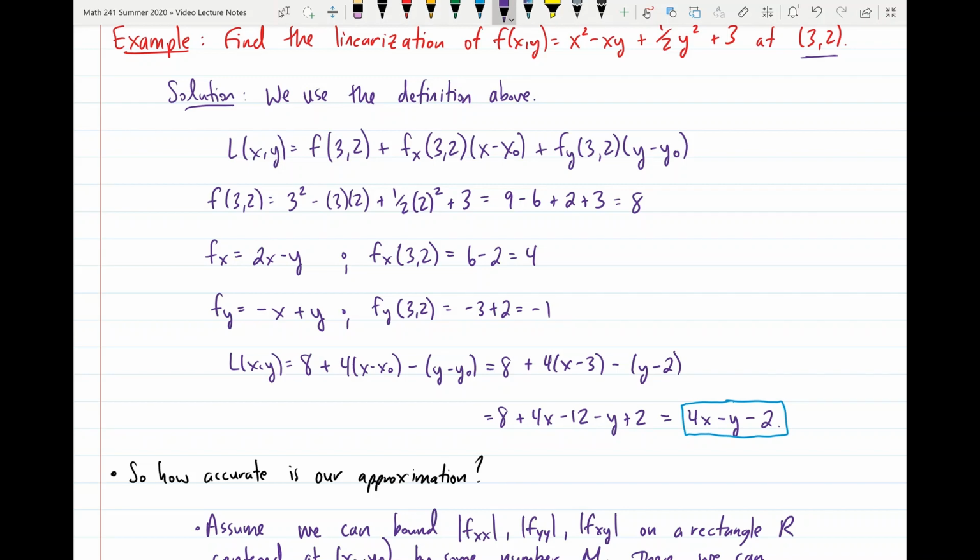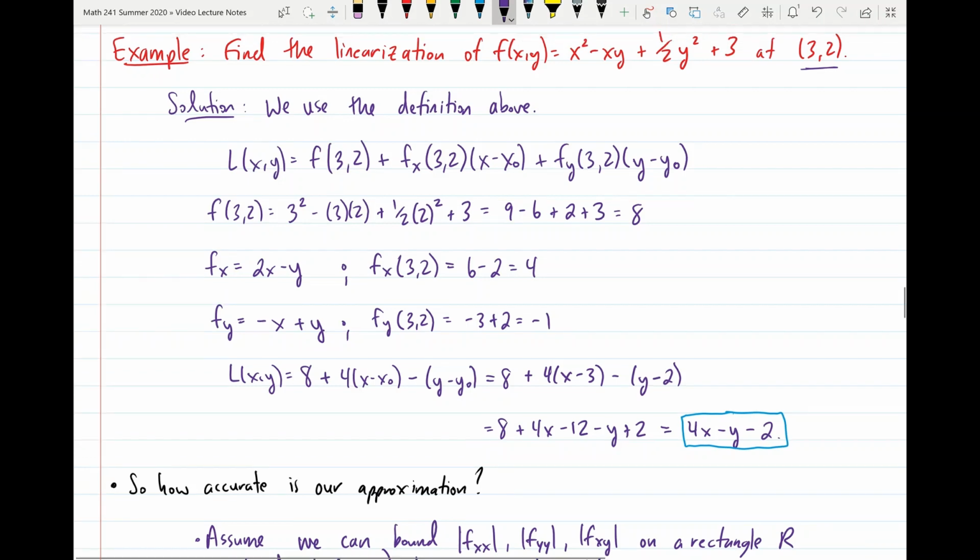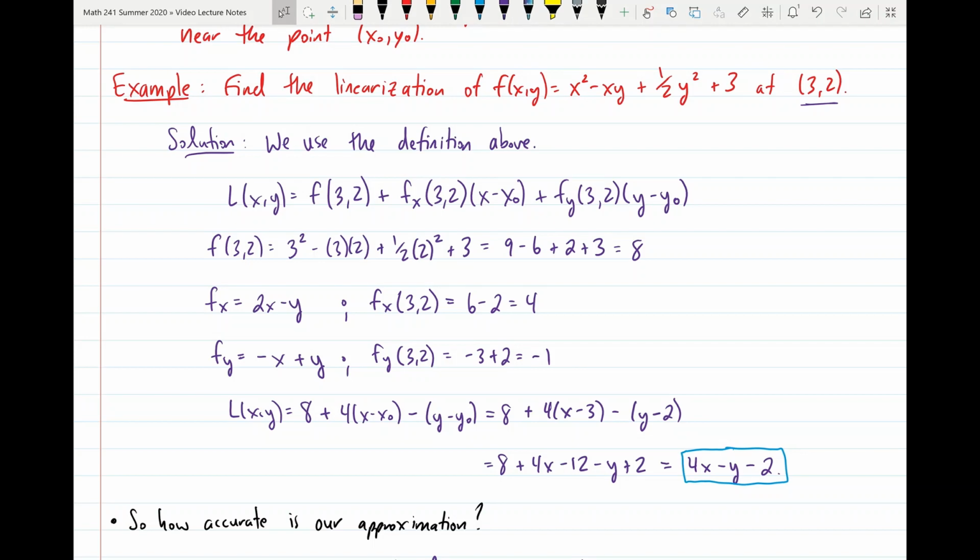So f at (3, 2): to find that, we take 3 and plug it in for x in our function, take 2 and plug it in for y, and we get 3 squared minus 3 times 2 plus 1/2 times 2 squared plus 3, and ultimately that will equal 8.